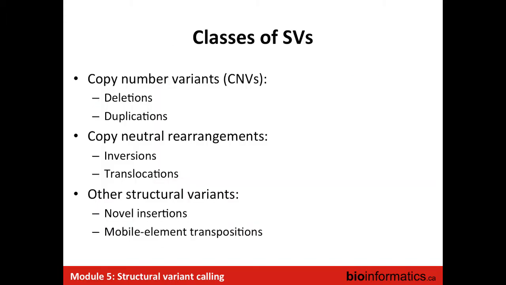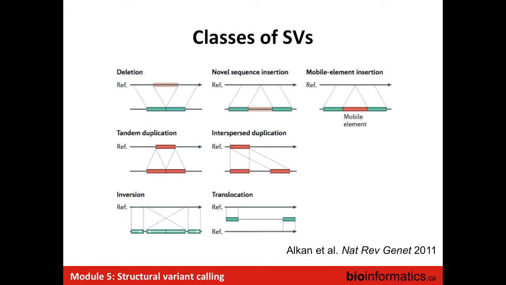So the classes of structural variants. We have the copy number variants, the CNVs, so deletion and duplication, which are large segments of the genome. We have the copy neutral rearrangements, inversion and translocation, and the other types of structural variants, so insertion of new sequence, like a virus or whatever, and the mobile element impact. This is the same classification of structural variants, but with what they represent in terms of genomic structure.